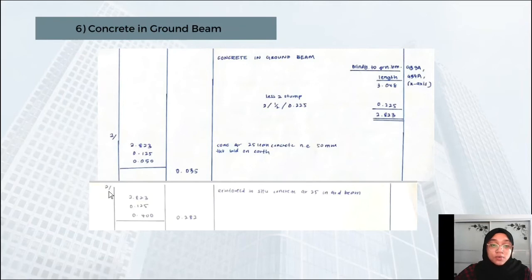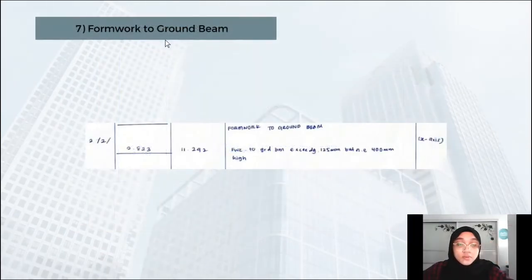So next one, we also have to times 2 because 2 beams, and then this one is length, width, and also height, which is 0.4, and we got 0.282, and then this one we're also using the concrete grade. So moving on to the formwork to ground beam.